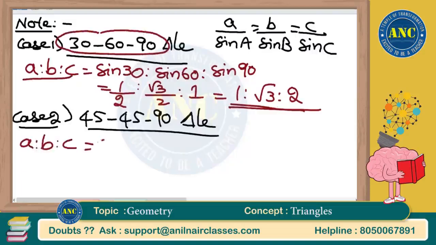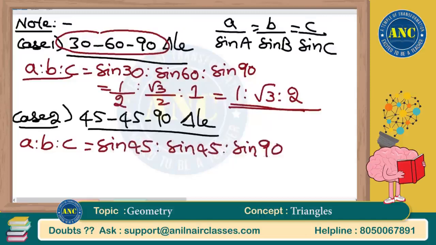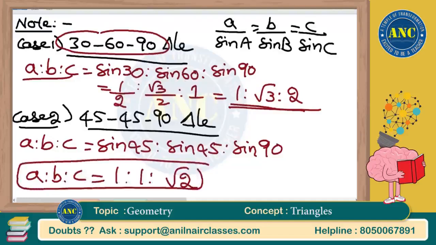Similarly, for 45, 45, 90, A is to B is to C is sin 45, sin 45, sin 90, which is 1 : 1 : root 2. Very, very important. 30-60-90 sides ratio is 1 : root 3 : 2. 45-45-90 sides ratio will be 1 : 1 : root 2. Very, very important.